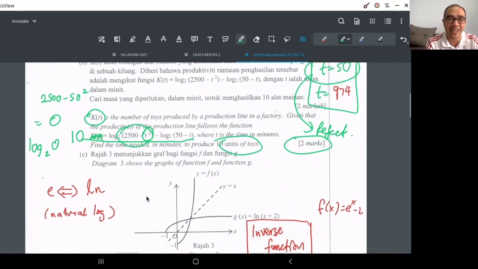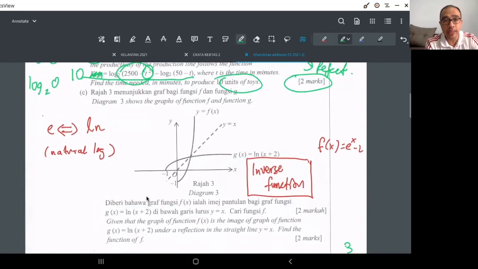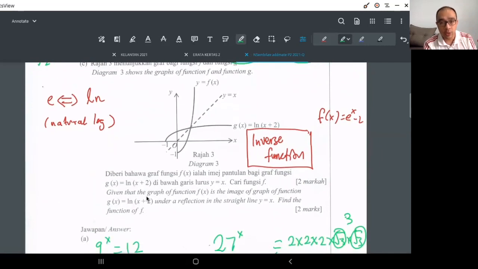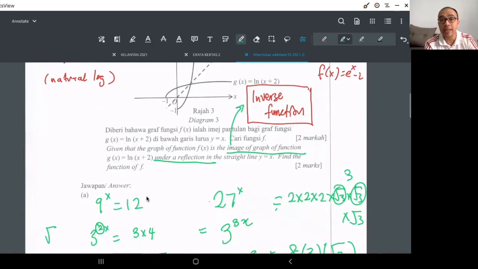Okay, question C, diagram 3 shows the graphs of function and so on. We have seen a similar question to this before, I don't know when. There's a previous question that's very similar to this. Okay, so if we find that it is an image of a graph of a function that is under a reflection, usually we refer this to inverse function. Okay, so the function f is actually the inverse function of g. Okay, so f is the inverse of g, which is g minus 1.